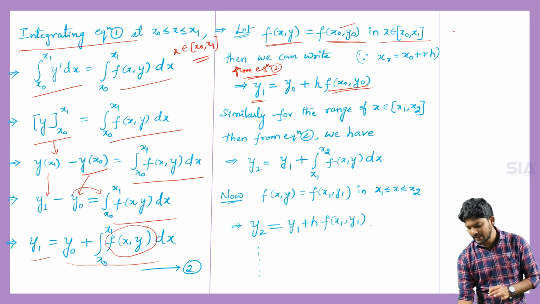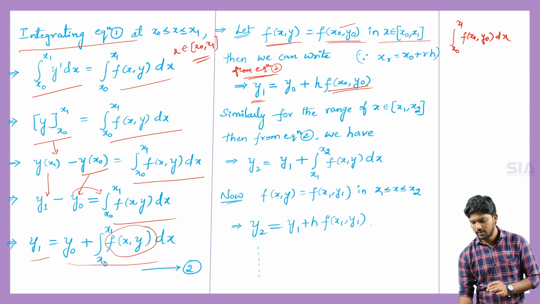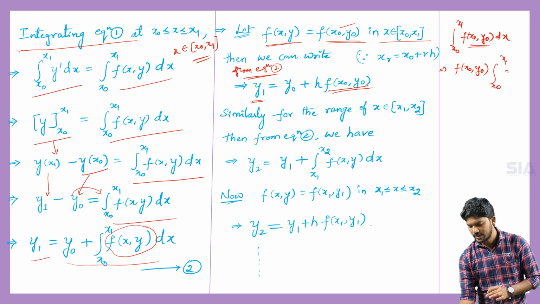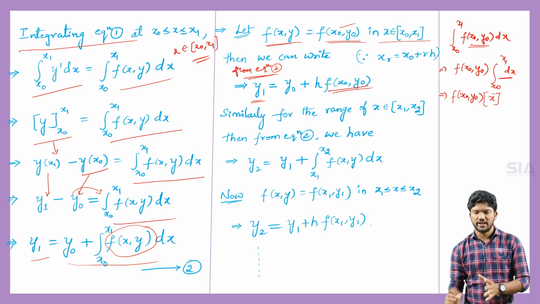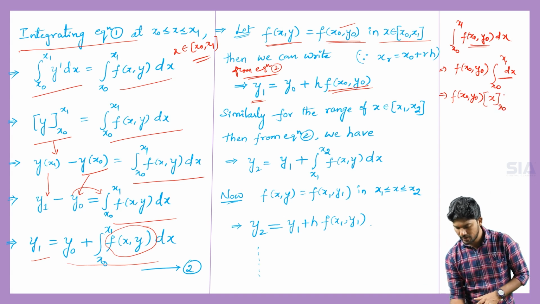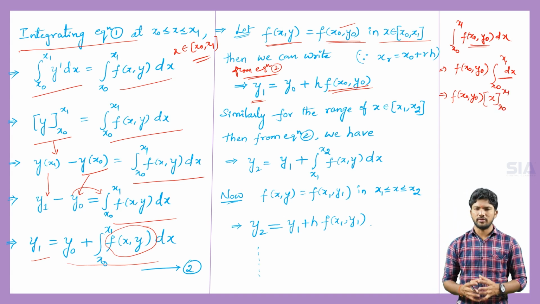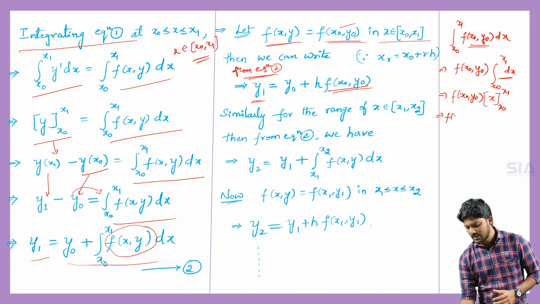So then you will apply the integration over x0 to x1 of f of x0 comma y0 dx. Since f of x0 comma y0 is a constant, you can write it outside of the integral, integration x0 to x1 of dx. Therefore f of x0 comma y0 into integration of 1 into dx, which means x only, applied from lower bound x0 to upper bound x1. So f of x0 comma y0 will be the same as it is.